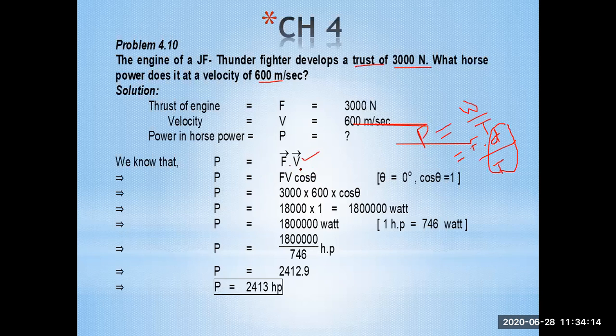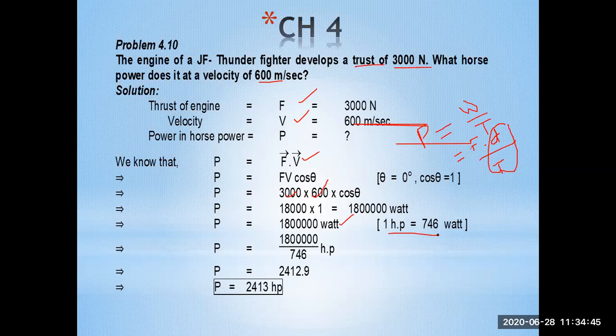So here you are using this. Sometimes if you are given velocity and force, then you can calculate power. Because the force and velocity are along the same direction, the angle between the two will be 0 and cos 0 is 1. You will put in the value of the force and the value of the velocity, and then calculate the power. This power is in watt.